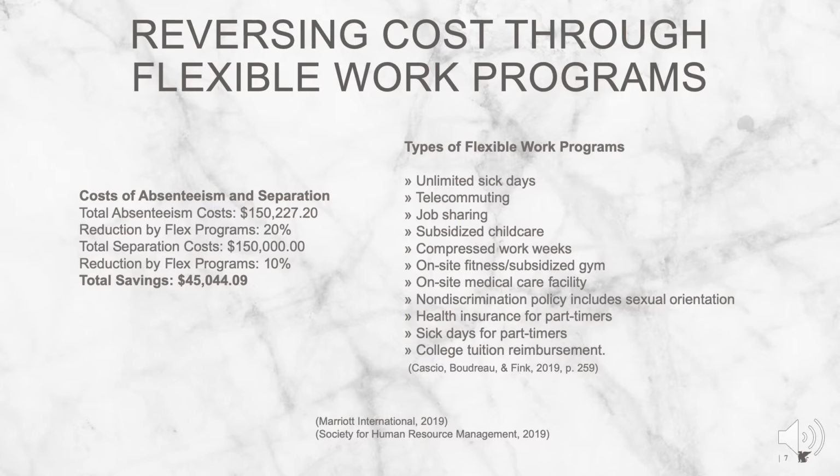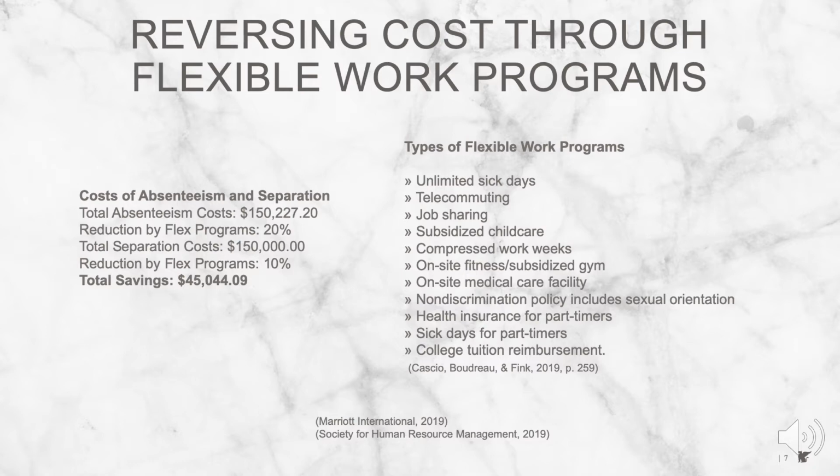Now, through these flexible work programs, if we can reduce absenteeism by 20%, which equals about 1 day per associate in a year, and reduce separation costs by 10%, which is the equivalent of about one associate per year as well, we could have a total savings of $45,044.09.